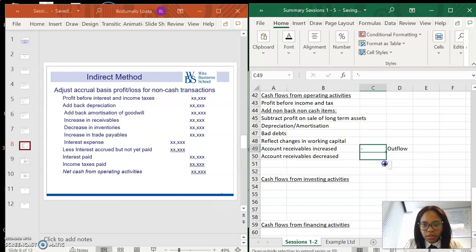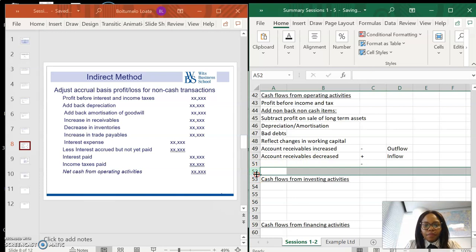Okay, let's just drop that. It's a positive. Okay, that's an inflow.